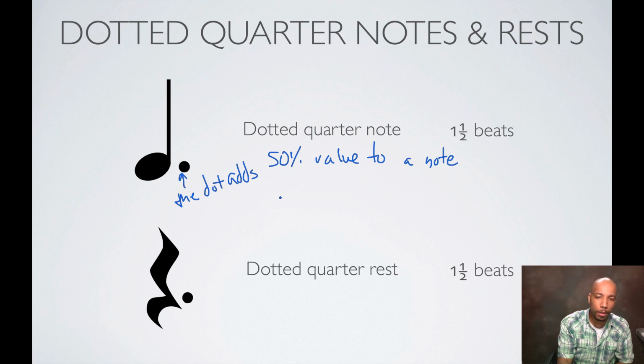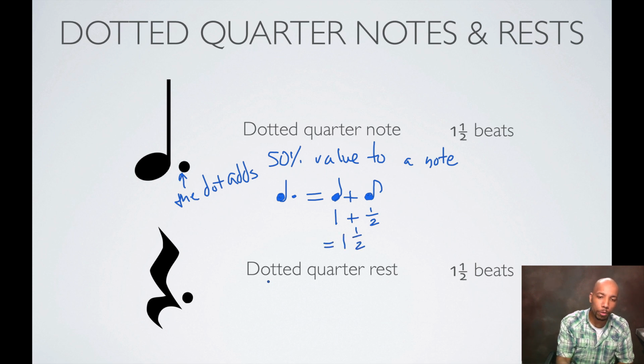We know that a quarter note is 1 beat. A dotted quarter note, therefore, is always going to be more than 1 beat because the dot adds to it. It's the same thing as a quarter note, and the dot is equal to half the value of a quarter note. Half the value of a quarter note is an eighth note, because a quarter note is 1 beat and an eighth note is half a beat. So that's how we get 1.5 beats.